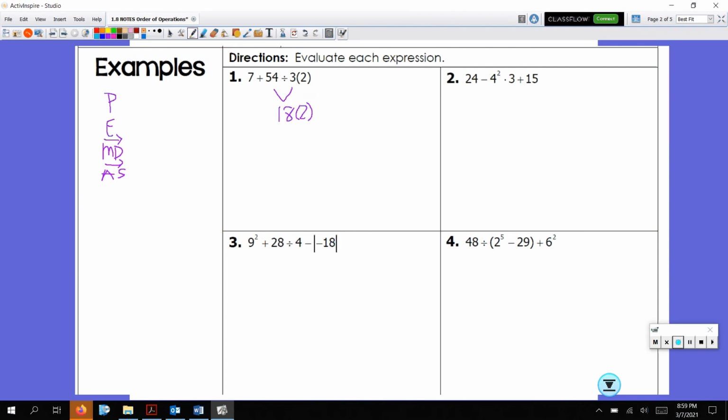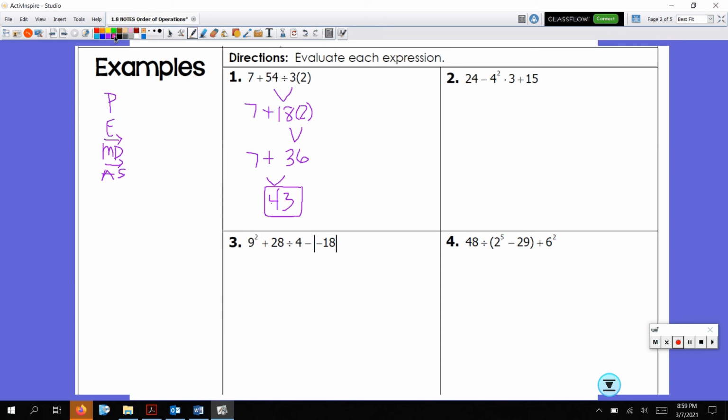Still have that 2 right there, and then plus 7. So now I have addition and I have multiplication. Multiplication comes first. 18 times 2 is 36. Plus 7, last one, addition. 36 plus 7 gives us 43. All right, make sure you're taking your time when you're doing these. Okay, number 2.